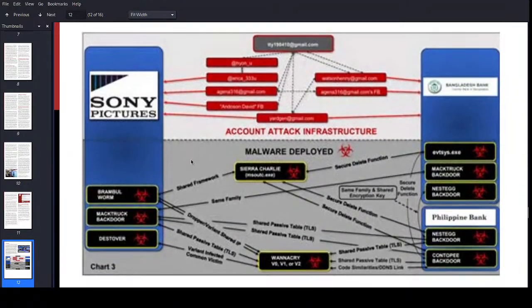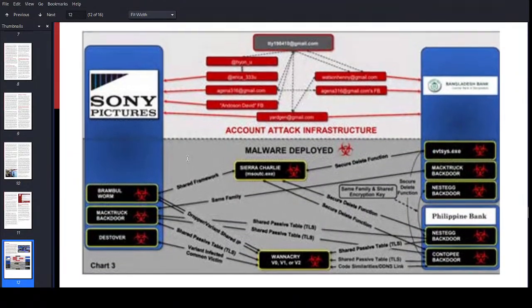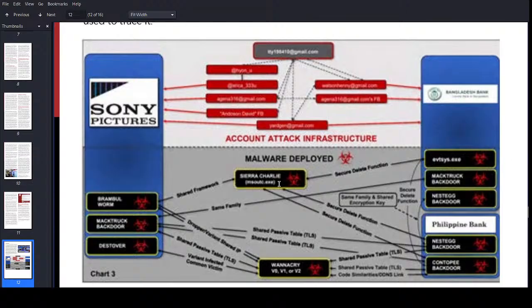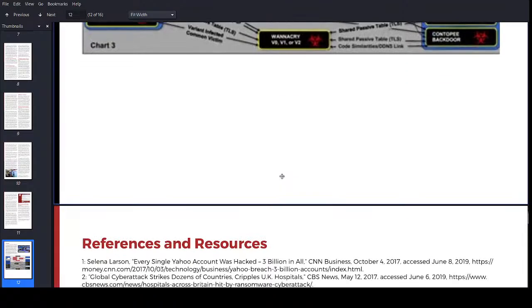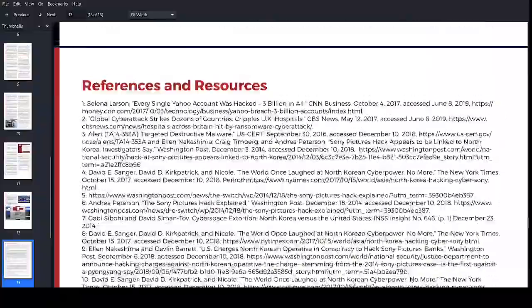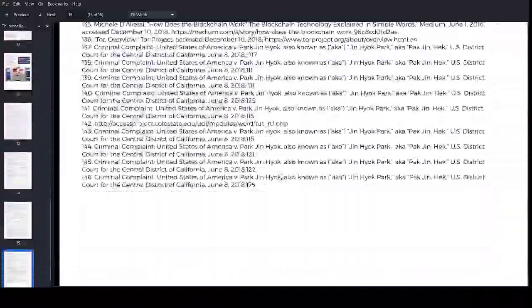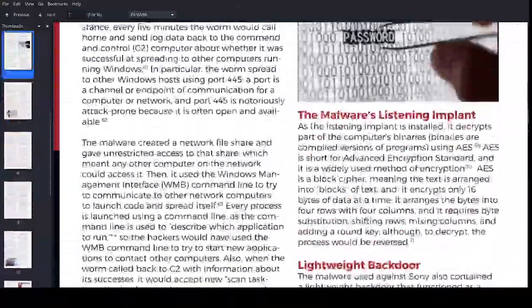Interesting. So this would be nice to kind of piece together, but I'm assuming the same hackers who got the Philippine bank or whatever, Bangladesh bank, used the same malware here to get to Sony. Here's the reference page. So yeah, there you go, guys.